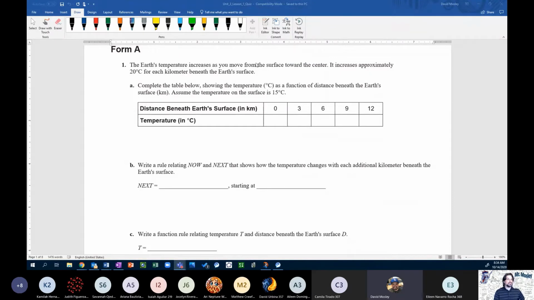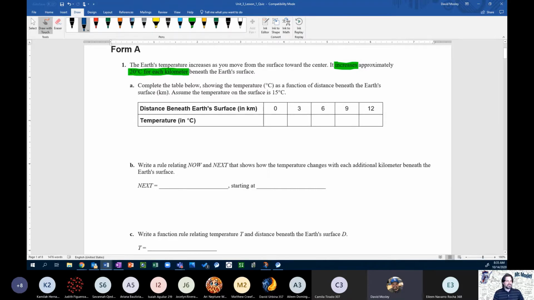All right, so here's our first problem. The Earth's temperature increases as you move from the surface towards the center. It increases approximately 20 degrees Celsius for each kilometer beneath the Earth's surface. Right, so in this word problem we have an increase of 20 degrees for each kilometer. That's probably important.